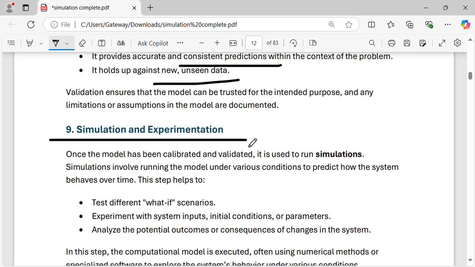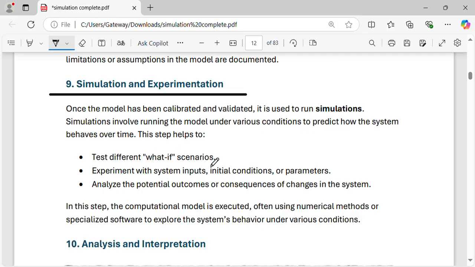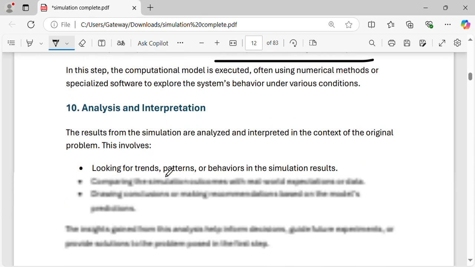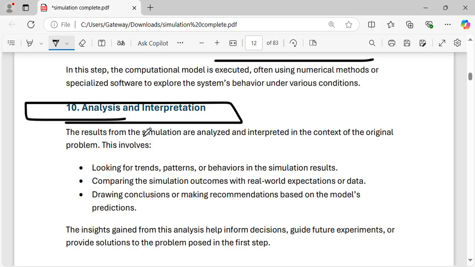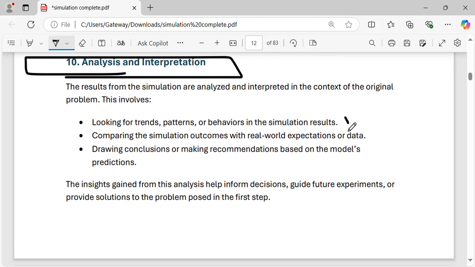Okay. It provides accurate and consistent predictions, and it holds up against new unseen data. And then we do simulation: test different what-if scenarios, experiment with system inputs, initial conditions or parameters, analyze the potential outcomes or consequences, right? Analysis and interpretation: looking for trends, patterns, or behaviors in simulation results, comparing the simulation outcomes with the real world, drawing conclusions, or making recommendations. So analysis, I told you, was simply to see how the simulation is performing, how the system or the model is performing, to see how it works in the real world.